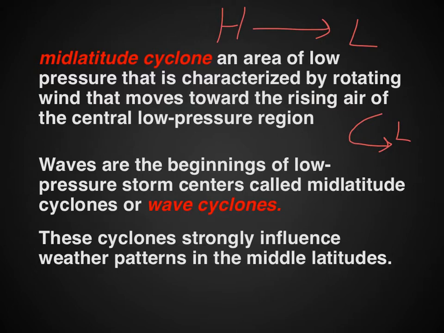Now, a lot of this will make sense on the next slide when I can have a visual for you. We call these waves wave cyclones. These cyclones influence the weather patterns in the mid-latitudes. So a little bit south of us, mainly in the prairie, Midwest area. Think about Oklahoma, Kansas, Nebraska, and that area of the United States.